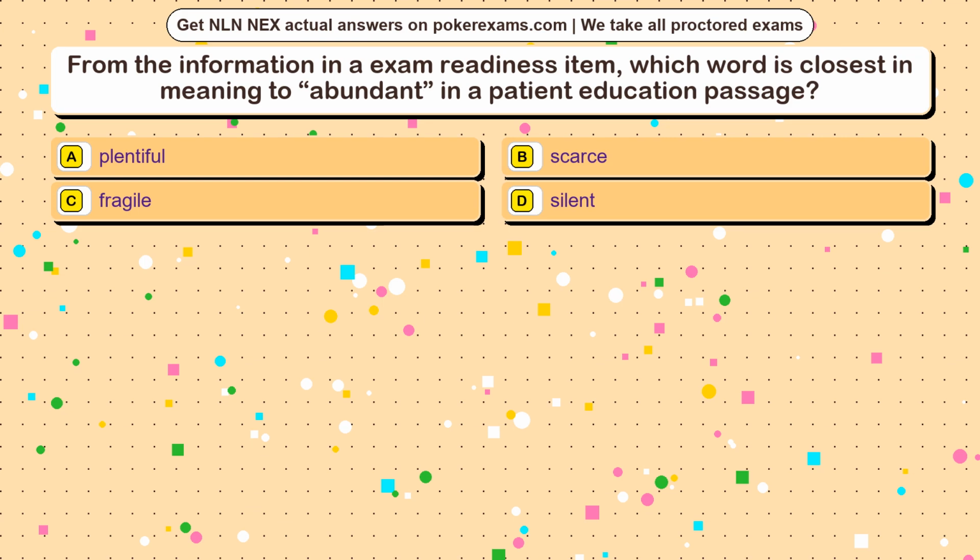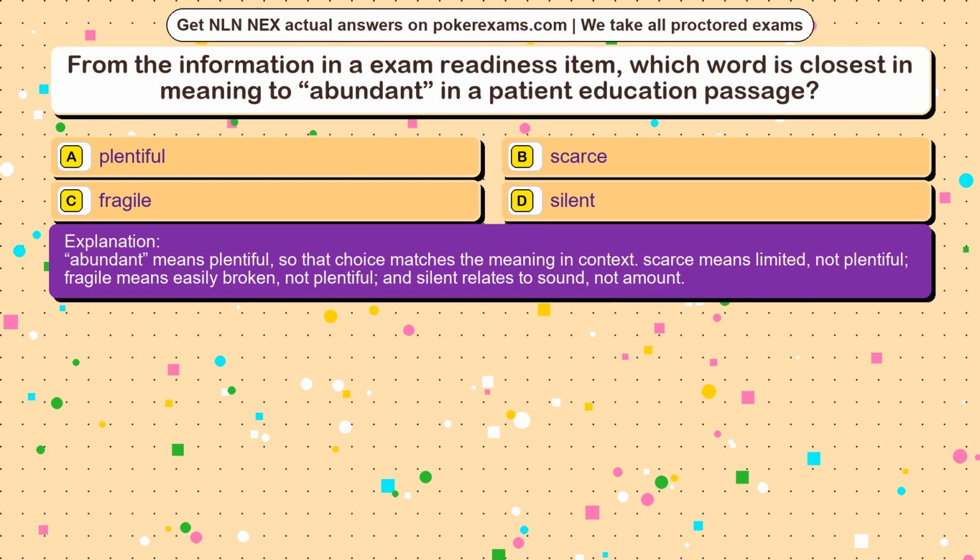The correct answer is option. Abundant means plentiful, so that choice matches the meaning in context. Scarce means limited, not plentiful. Fragile means easily broken, not plentiful, and silent relates to sound, not amount.